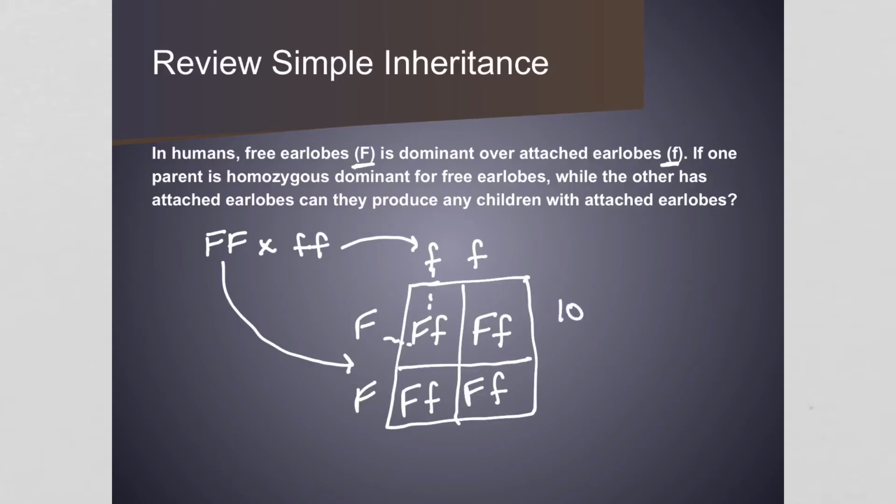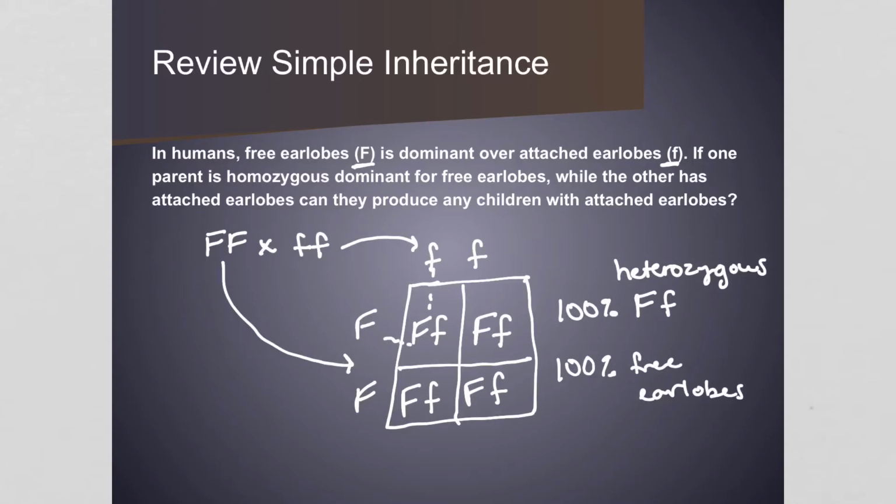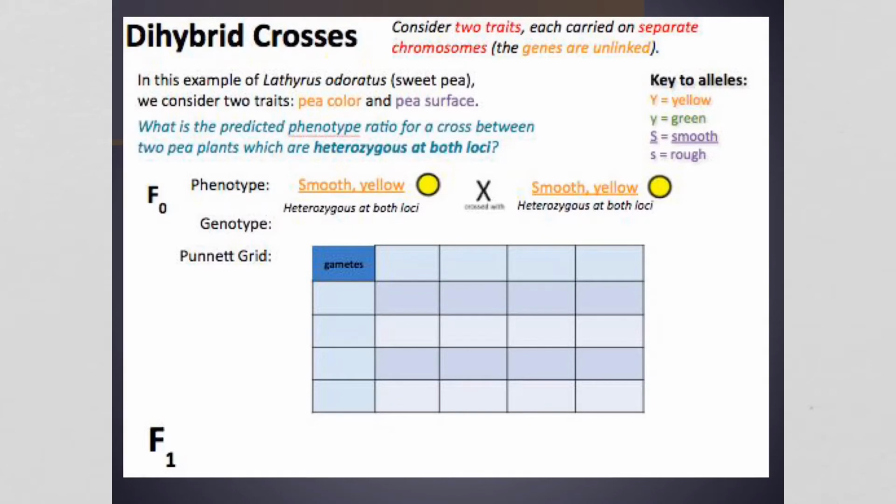So in 100% of the cases, 100% of the children from this cross are going to have the genotype big F, little f, or this is heterozygous, hetero for different, since these are two different alleles. And 100% of them are going to have the phenotype free earlobes. So the answer to the question, can they produce any children with attached earlobes, is no. All right, so that was a review of monohybrid cross.